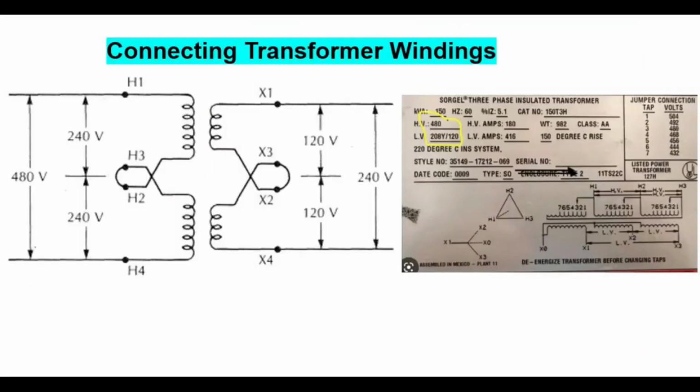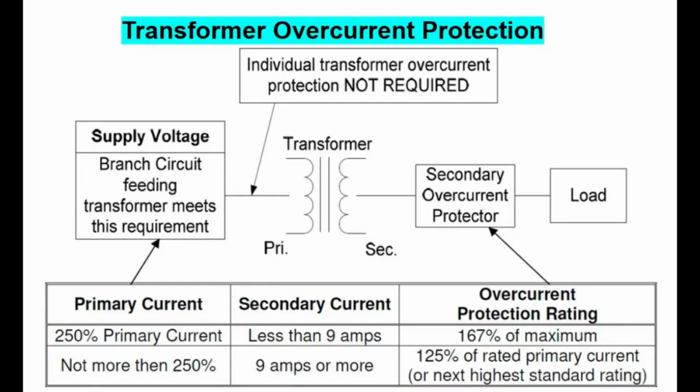What are the ways of transformer connection? There are 4 different types of connections, which are Y connection, Y-delta connection, delta-Y connection, and delta connection. Our next topic is transformer overcurrent protection.